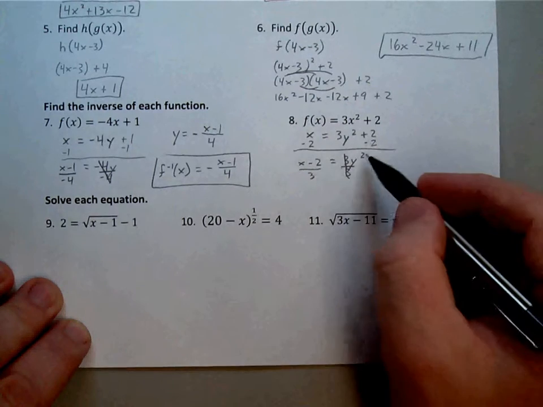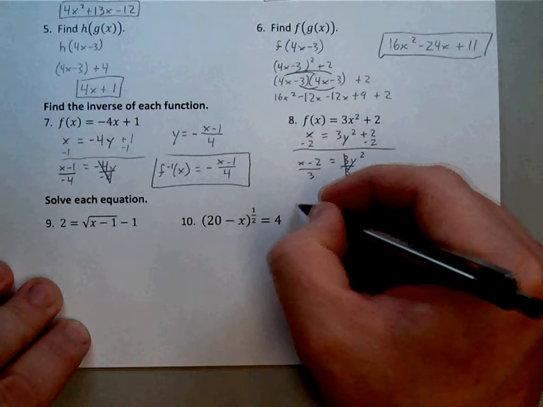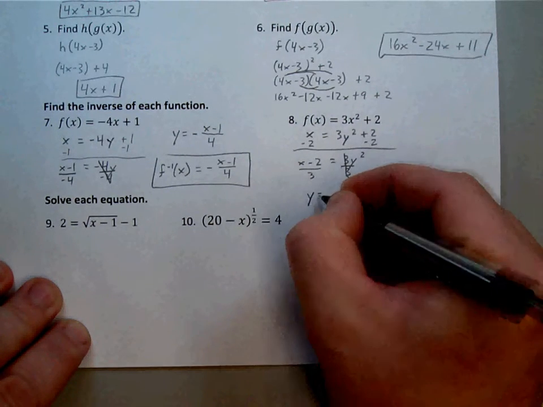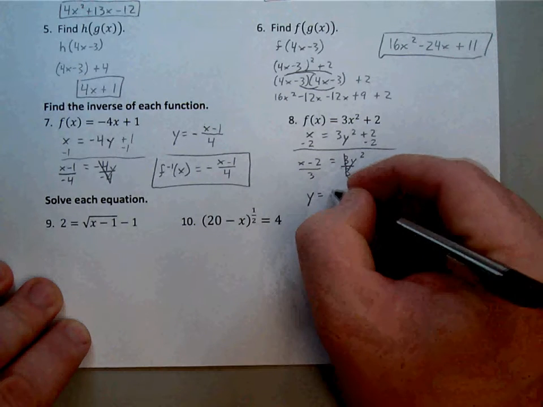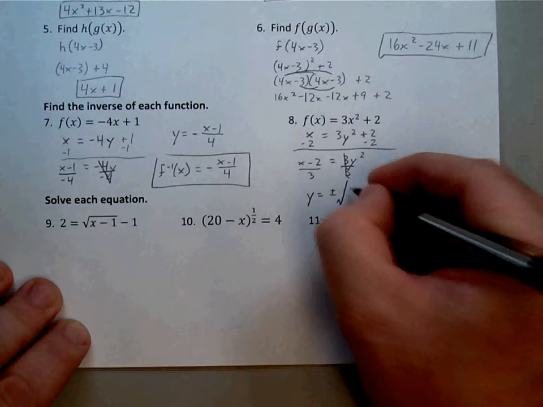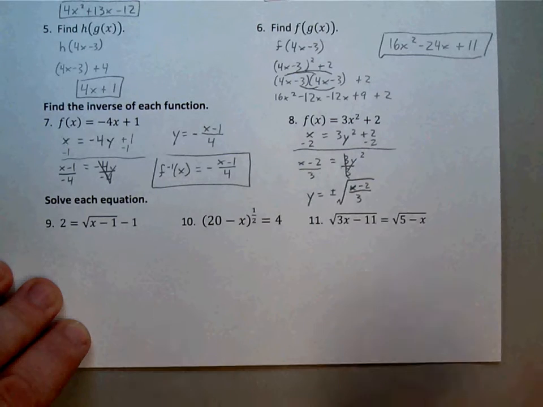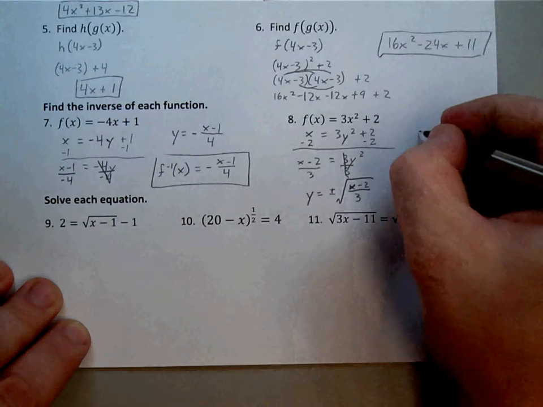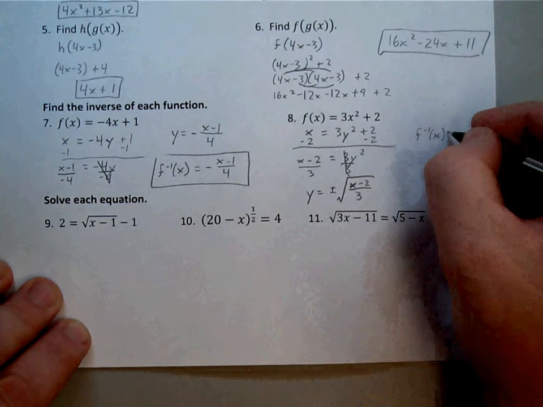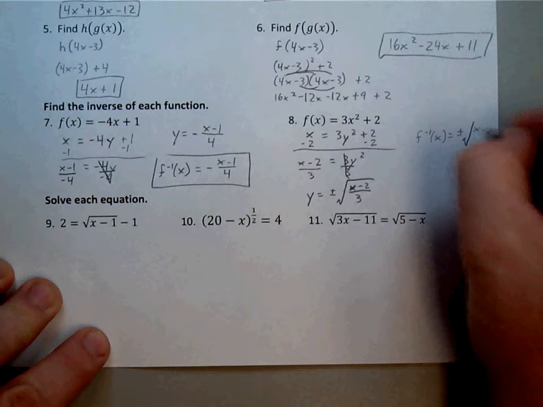Now to get rid of the square, I'm going to square root. So when I square root, the one side will be y. I'm going to switch sides here just so the y's on the left side. Since I'm square rooting, I have to do plus minus, and then I'll have the square root of that whole fraction of x minus 2 all over 3. I can switch it back to function notation, so f, and then do the inverse notation. So inverse of f of x is equal to plus minus the square root of x minus 2 over 3.